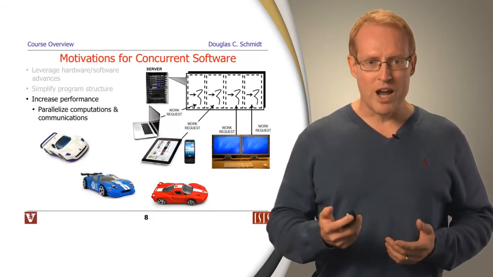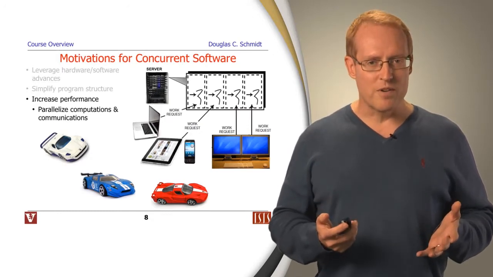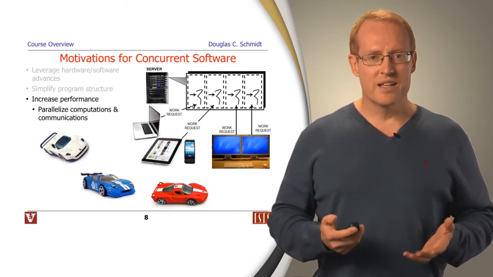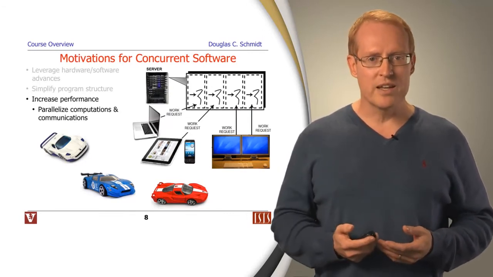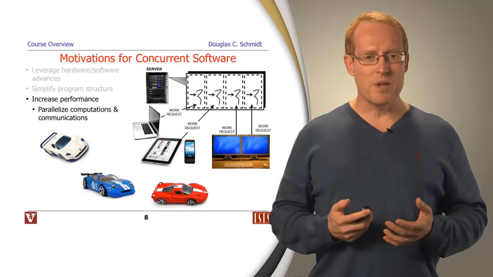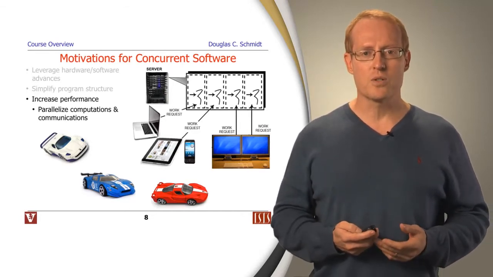Once we've got better hardware and software support, we can also start to take advantage to improve performance, which is one of the main drivers for using concurrency in the first place. For example, in modern multi-core environments, we can parallelize the computations and communication that are taking place. We can overlap communication and computation and take full advantage of the hardware to make things run faster on the different cores.